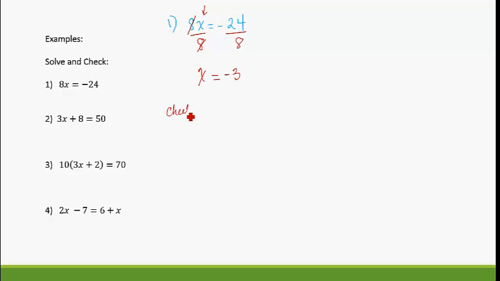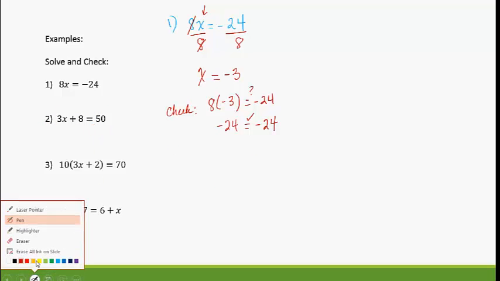You can check your work by simply substituting it in. 8 times negative 3, and the question is, does this equal negative 24? And 8 times negative 3 is indeed negative 24. Pretty straightforward. Hopefully this is a review, but if you're struggling with it at all, feel free to send me an email, ask questions.